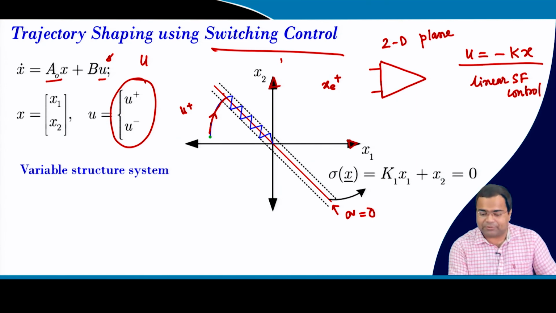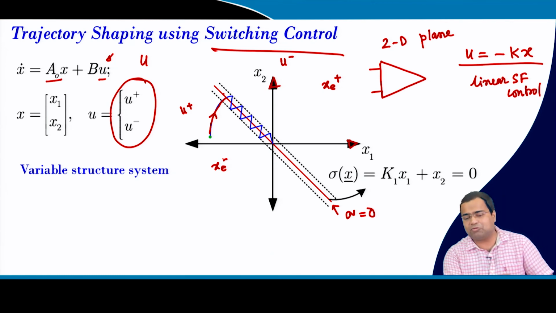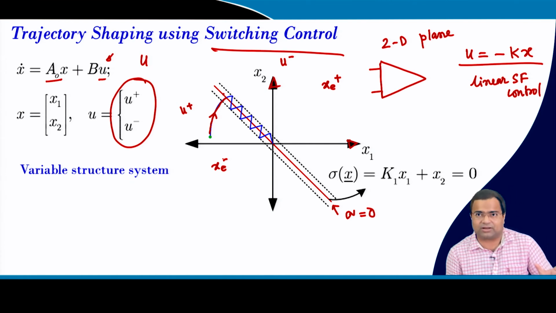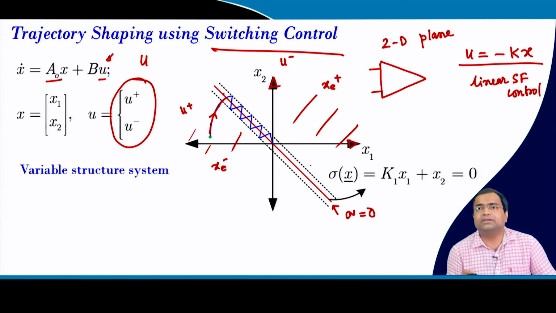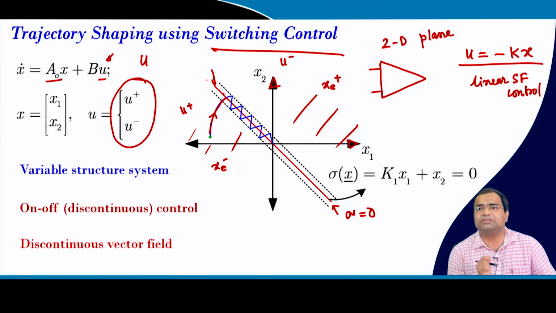Because if you take U minus here, your xe minus should be on this side. By that we can make sure the trajectory will neither go towards xe plus 1 completely, nor go towards xe minus 1. So, it will finally get locked into the switching surface and will just make a switching operation, an on off operation. That constitutes what is called a variable structure system, where we have two different discontinuous vector fields, and the point of discontinuity will be just either side of the switching surface. So, on off control is a discontinuous vector field.